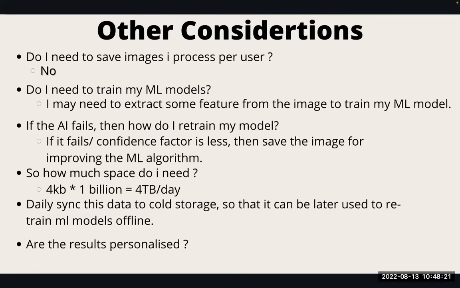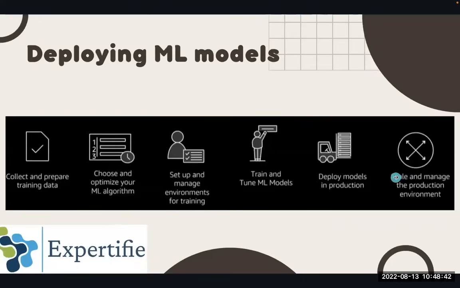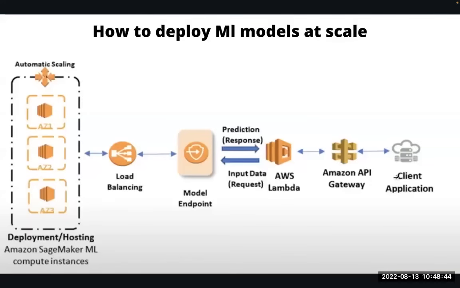And the next day we will clean up that data into a cold storage, which can be a hard disk, which will be eventually used by our machine learning scientists when they try to improve the ML model. But we don't really need to store this data in a hot storage. We will be storing it in a cold storage. Results are not personalized. And we saw how we will deploy ML. How do we deploy any ML model at scale?